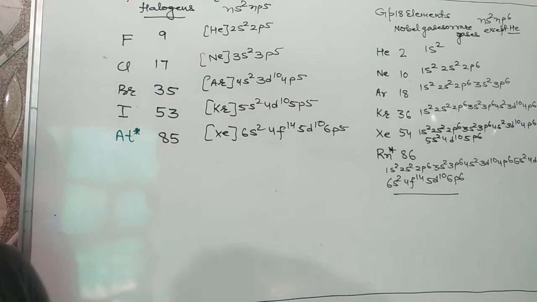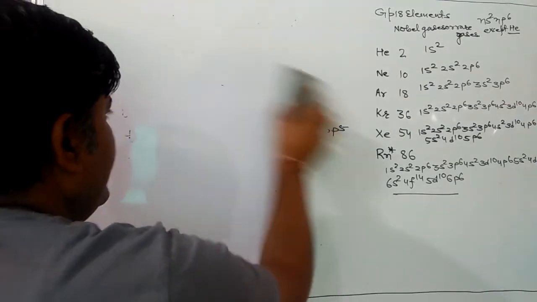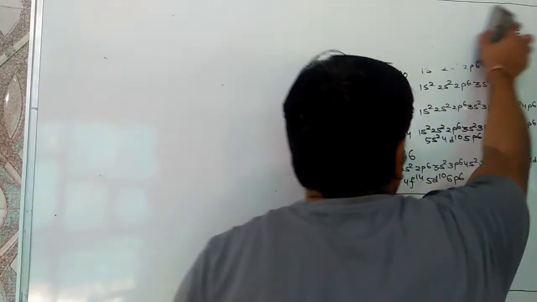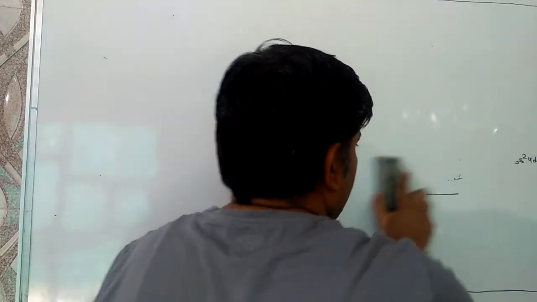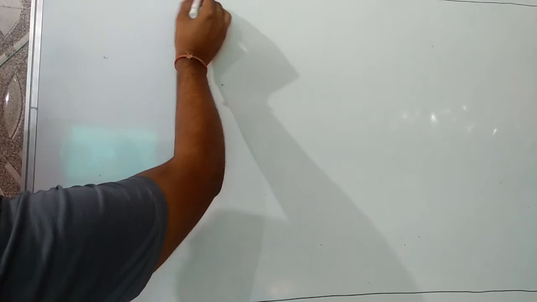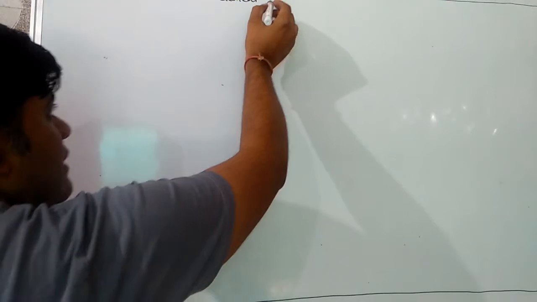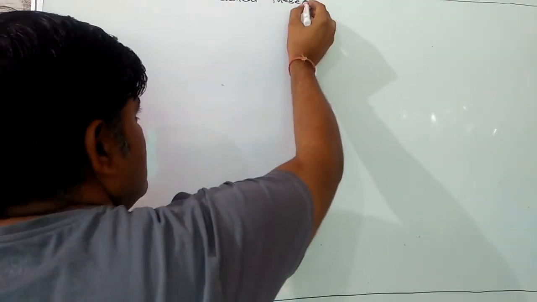These are the electronic configurations of p block elements. Now we have to discuss the electronic configuration of d and f block elements. The d block elements I have mentioned are known as transition elements, and these are 40 in number and are divided in 4 series.